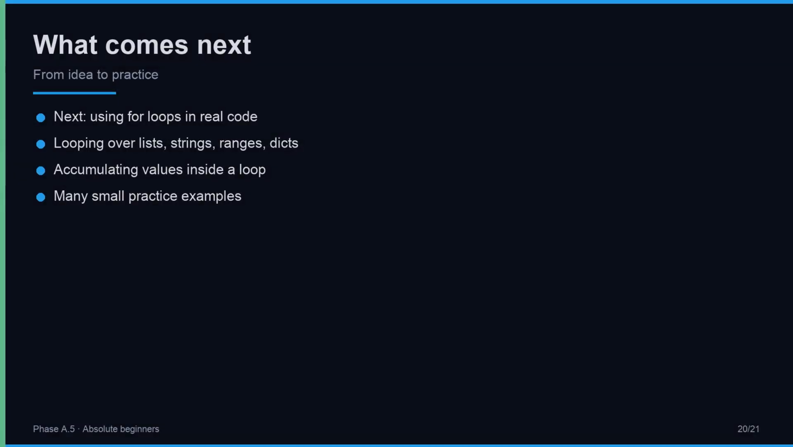The next lesson slows down and shows you how to use loops in practice. Next lesson moves from idea to practice. You will loop over lists and dictionaries. You will accumulate values, adding numbers as you go, building new lists as you loop. You will see how the body can be more than one line: a print, a calculation, a conditional check. You will write many small loops yourself. The idea you learned today is the foundation. Everything that follows builds on this shape.